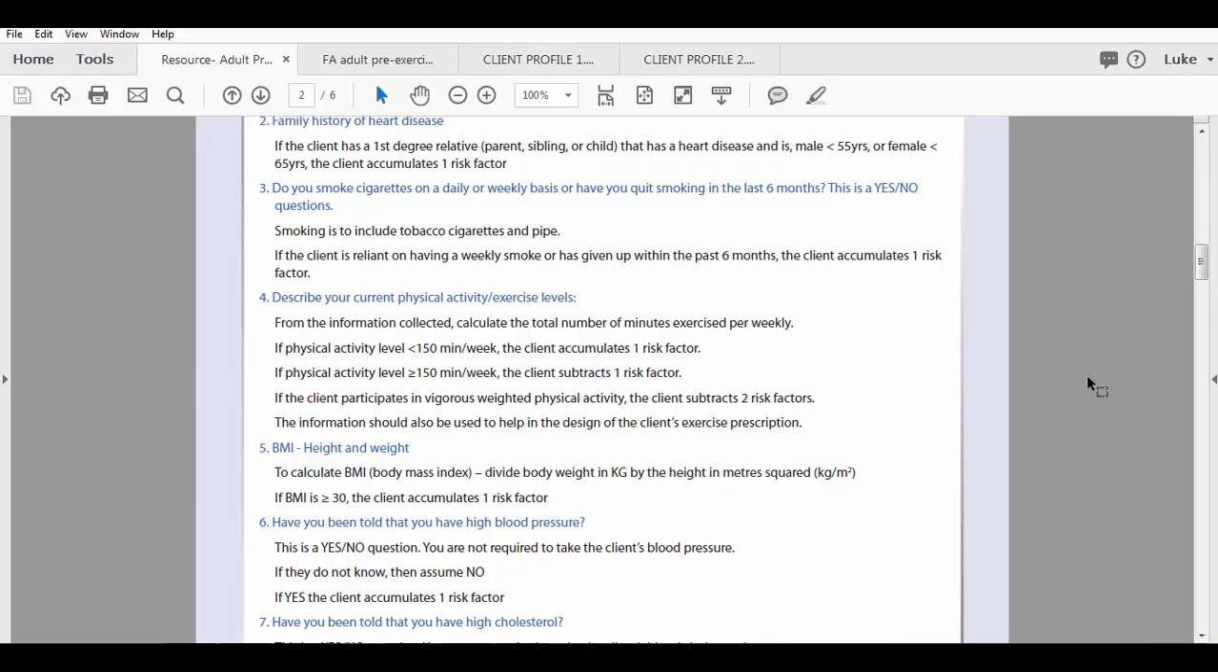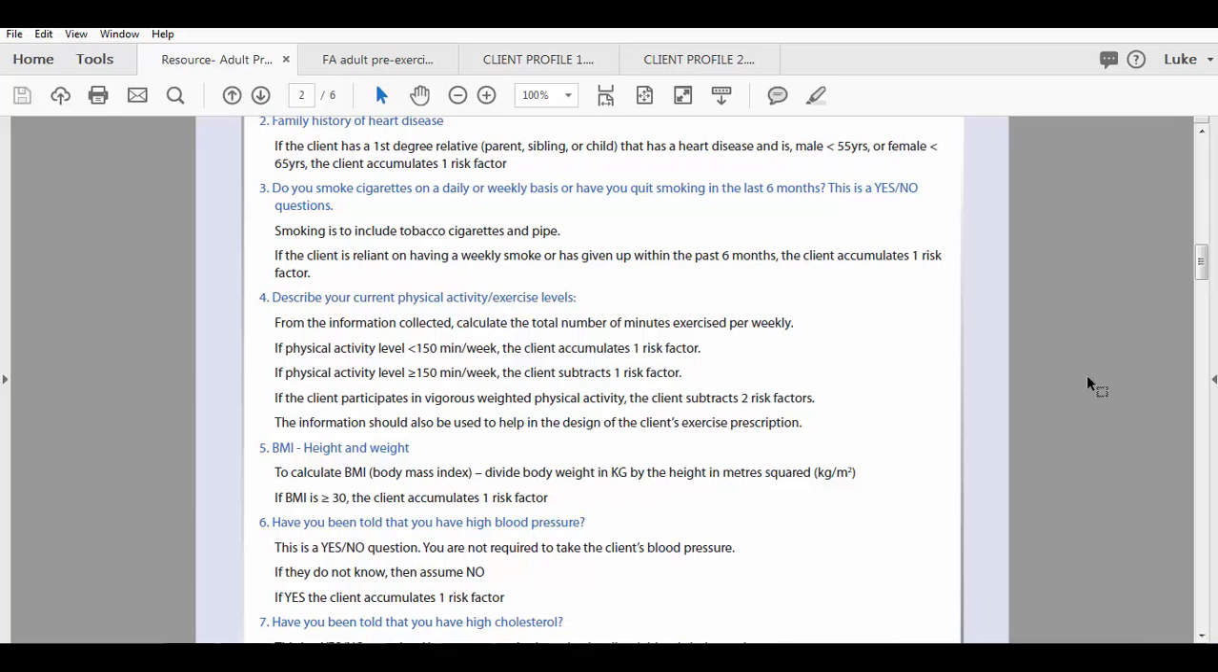So remember, there's no 0s in question 4. It's either -1 for 150 minutes or more per week. It's either -2 if you've got vigorous activity, or it's +1 if you do less than 150 minutes per week of activity.